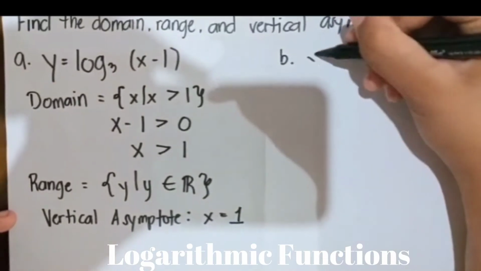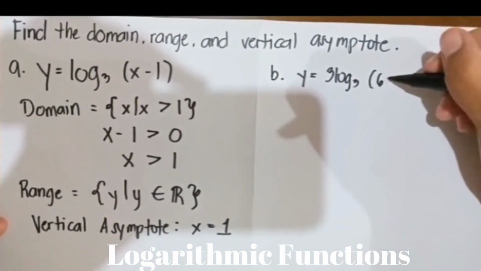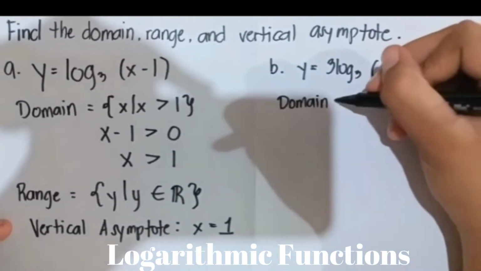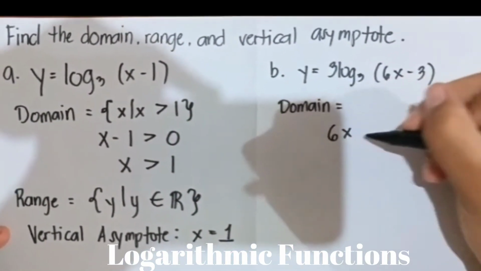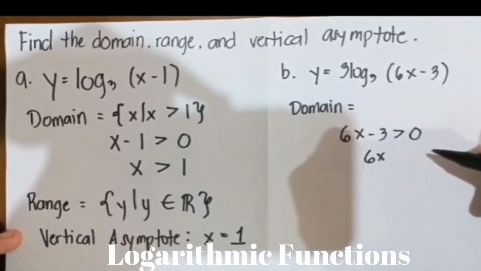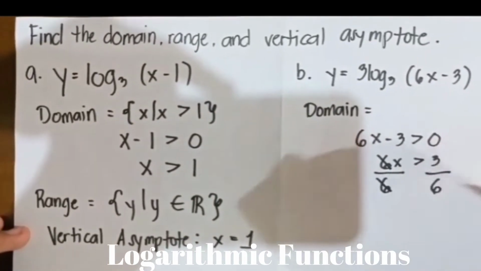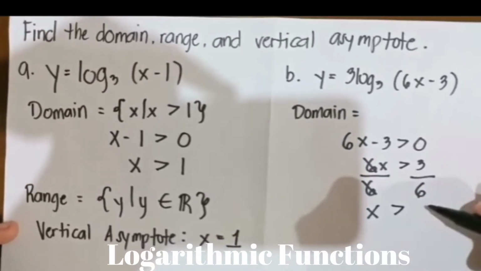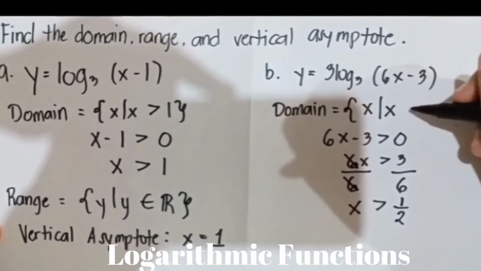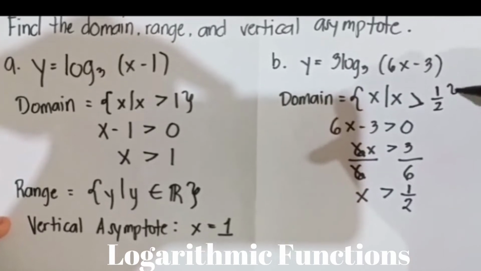Here is another example. y equals 3 log (6x minus 3) to the base of 3. To find the domain, 6x minus 3 must be greater than 0. Negative 3 is transferred to the right side and becomes positive 3. 6x is greater than 3, divided by 6, so 6x over 6 is greater than 3 over 6. The 6s cancel, and 3 divided by 6 is 0.5, which is 1 half. Therefore the domain will be {x | x > 1/2}.